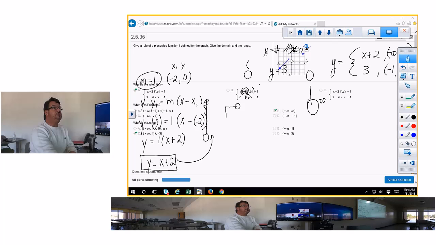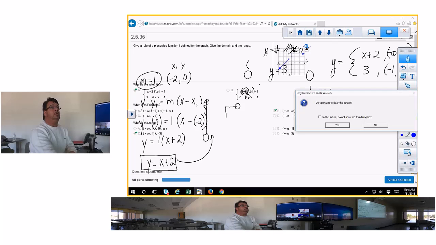Now, if this was 2 open circles, then you would have negative infinity to -1, parenthesis, and then from -1 to positive infinity, parenthesis, because it has a gap because you have 2 open circles. And the range is negative infinity to, let's see, where does it stop? 1, and it has a bracket on 1, and then basically just 3, because it doesn't move off of 3. So 3 is by itself, so that would be C.